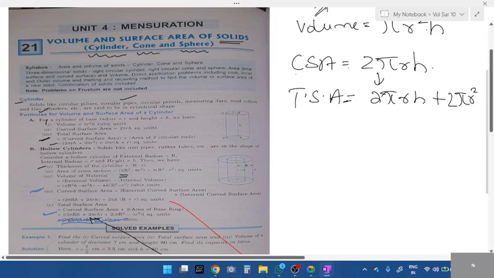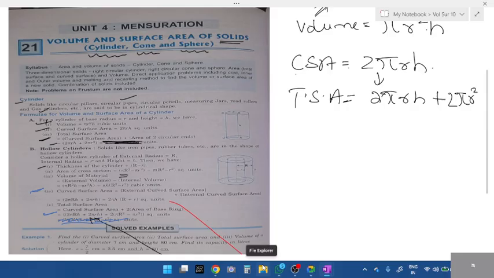Just ignore this. Don't try to memorize this. First, second, third. When it is hollow cylinder, they'll ask you thickness, R minus r, area of cross section. So area of the larger circle, pi R square minus the smaller one. Whatever you studied for solid, the same thing repeats for hollow, students. Hollow cylinder, volume, curved surface area, total surface area.